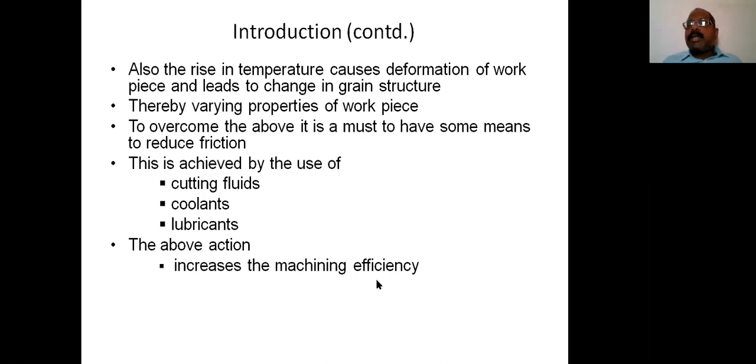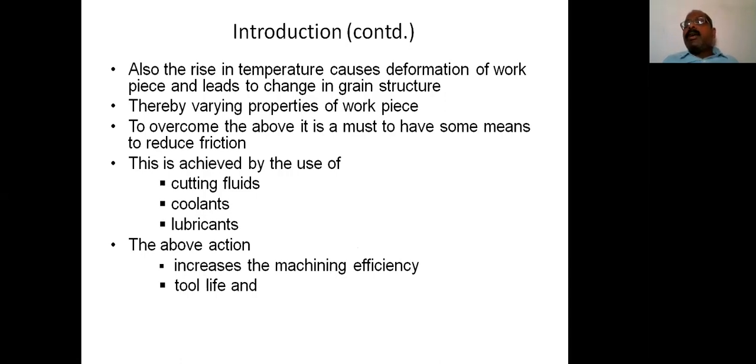Machining efficiency means, first, the tolerances obtained are at good levels. Second, the surface finish obtained is also very good. Third, the time required to complete a particular machining operation decreases. In this way, because of applying this, the machining efficiency increases. The second thing is that tool life increases.